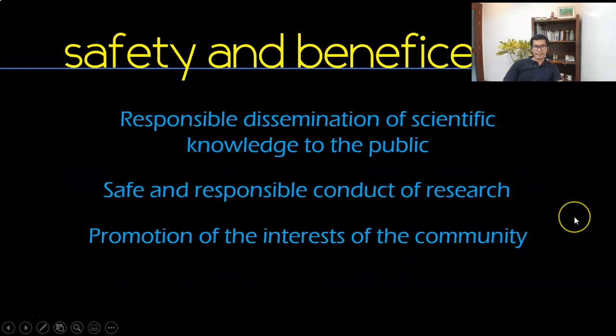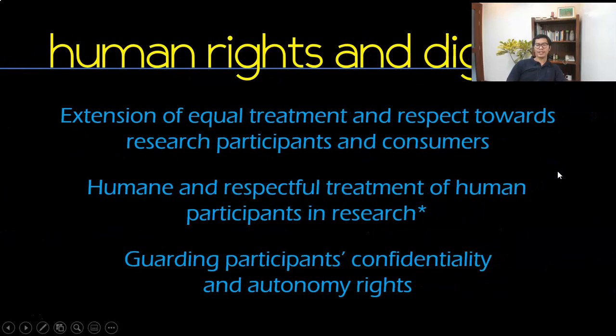Then, the third one, we have safety and beneficence. So, the descriptors under this principle, you have responsible dissemination of scientific knowledge to the public. The second one, safe and responsible conduct of research. And the third one, promotion of interests of the community. So, most especially a preferential option for the poor and the oppressed, because that's the value that we uphold as an institution. And the last one, you have human rights and dignity.